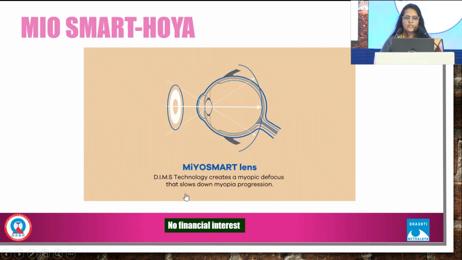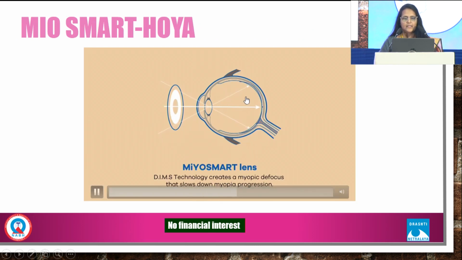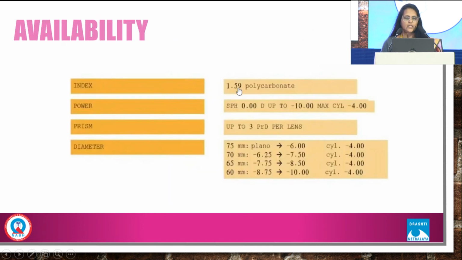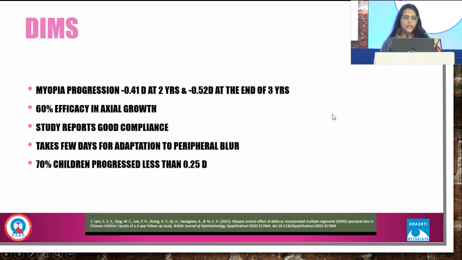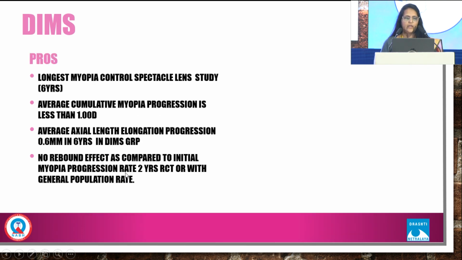And how does it work? When we put the lens on, it clears the defocus at the peripheral retina. There are many lenses available, ranging up to -10 with cylinder up to -4. Many studies have been done on DIMS technology: 60% efficacy, and 70% of children progress less than 0.25 diopters. So what are the pros of DIMS?